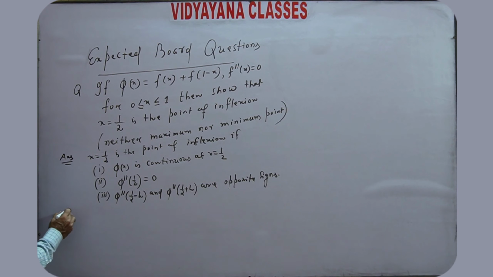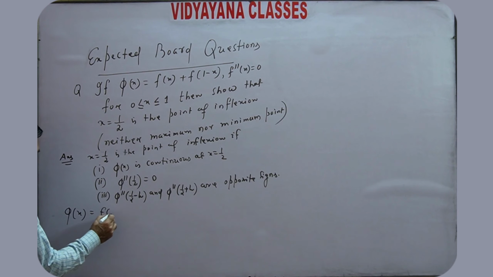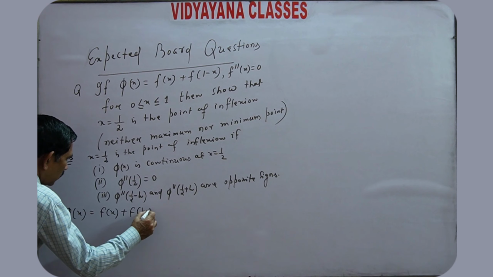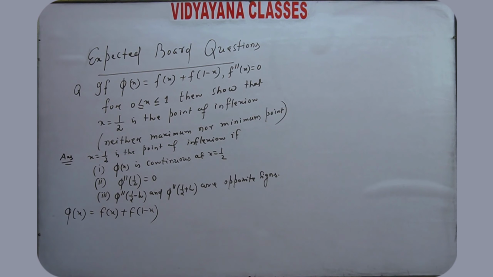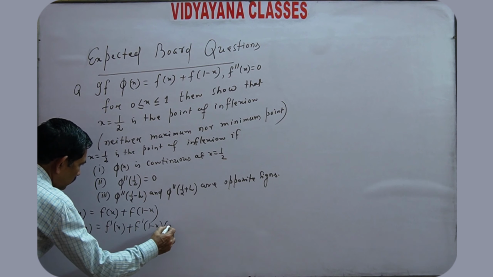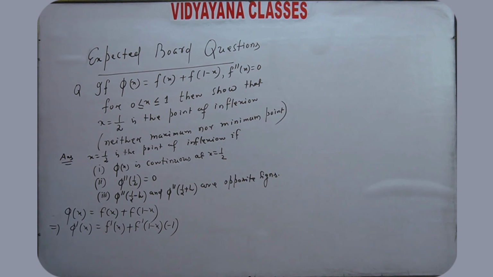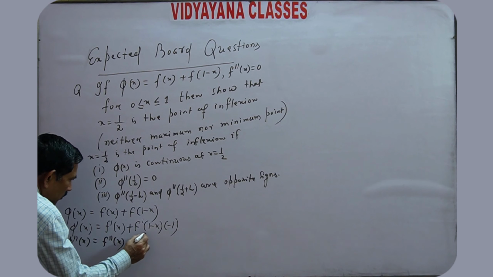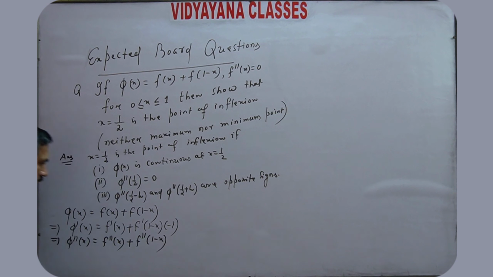Given phi x is equal to f(x) plus f(1 minus x). Differentiating both the sides with respect to x, phi dash x is equal to f dash x plus f dash (1 minus x) into minus 1. Again differentiating both the sides with respect to x, phi double dash x is equal to f double dash x plus f double dash (1 minus x). Clear?